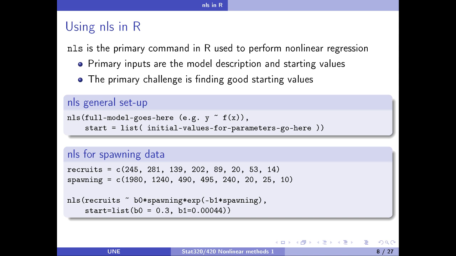Now here's a model that works quite nicely. NLS recruits, because that's our Y data, tilde B0 times spawning, that's our X data, times e to the minus B1 times spawning. So that's beta naught X e to the minus beta 1 X. But I need to give some starting values for B0 and B1. So start equals list, B0 equals 0.3, B1 equals 0.0044. And I'll talk about where those numbers come from in a minute. But this is the general structure for the model.